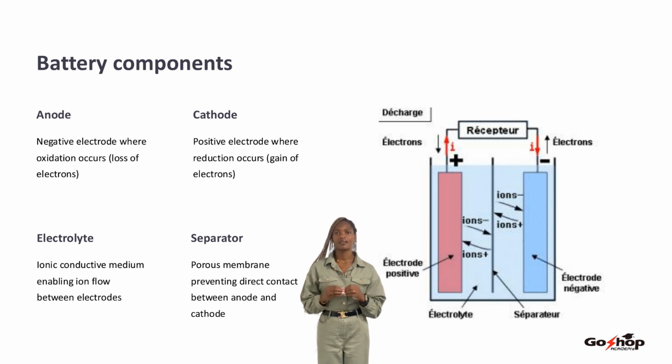Cathode. The cathode is the positive electrode. This is where reduction happens. It receives the electrons coming from the anode. Electrolyte. The electrolyte is a liquid or gel that allows ions to move between the anode and the cathode. It is essential for battery operation. Separator. The separator is a porous membrane that prevents direct contact between the anode and cathode, avoiding short circuits. It allows ion flow while protecting the battery.